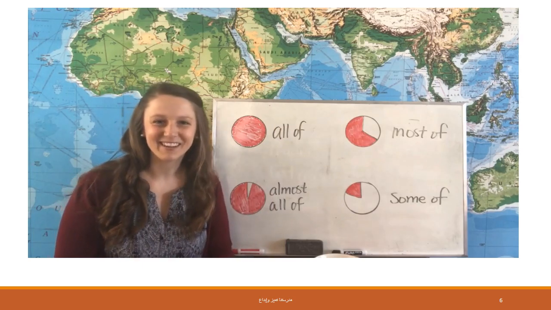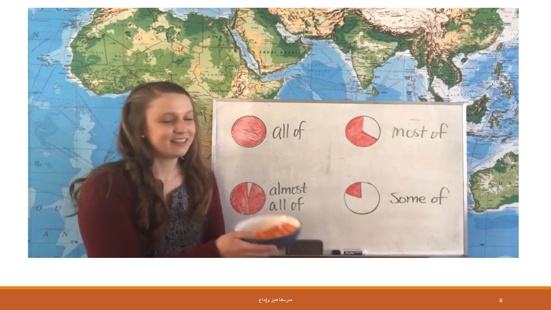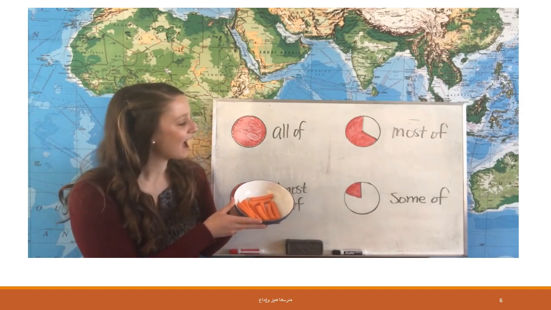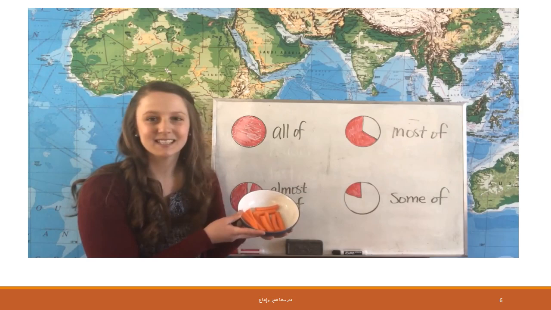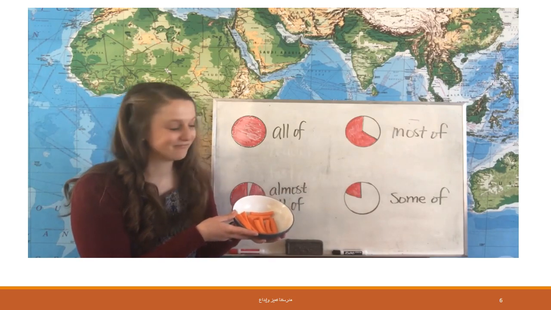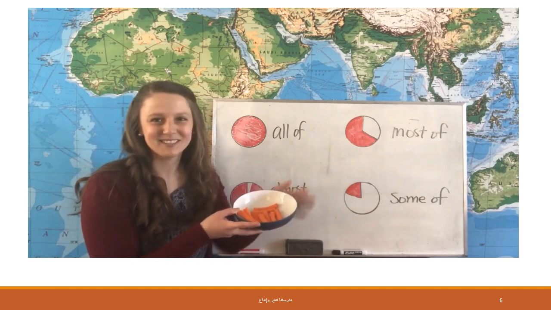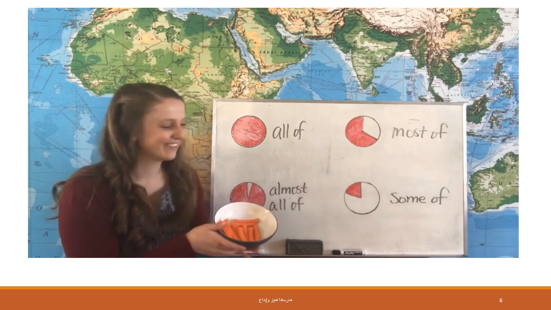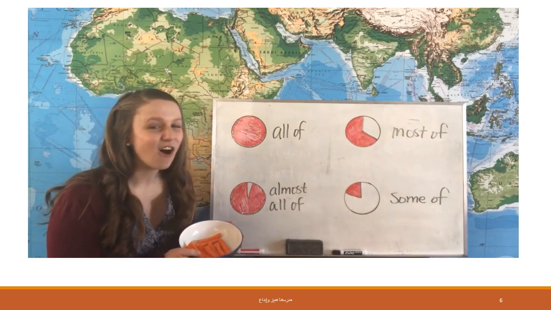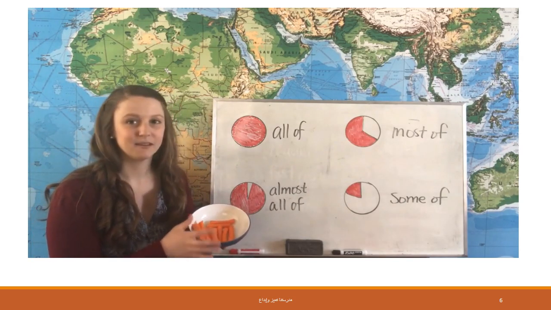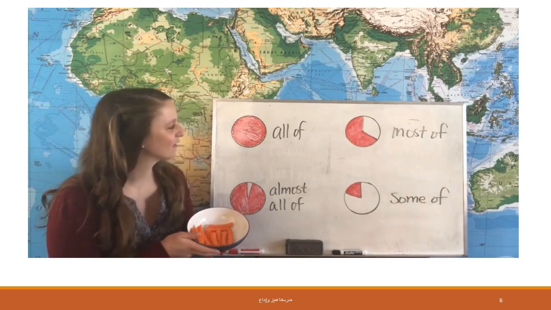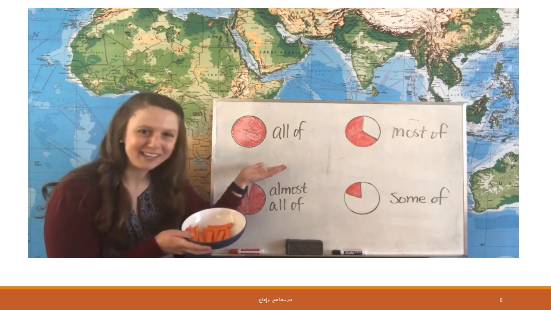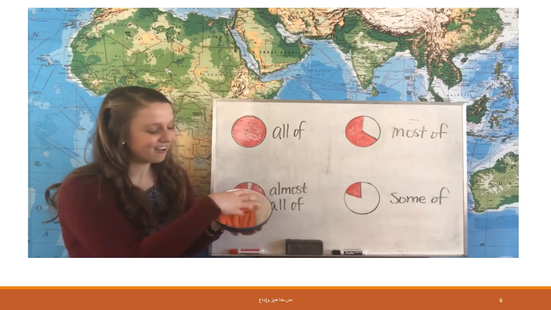Let's think about another example. In this bowl, I have my snack. It is 10 carrots. I can eat some of these carrots, maybe 3 or 4 carrots. I could eat most of these carrots, maybe 6 or 7. I could eat almost all of the carrots, 9 of the carrots. Or I could eat all of the carrots. Probably I will eat all of the carrots. All 10 carrots.